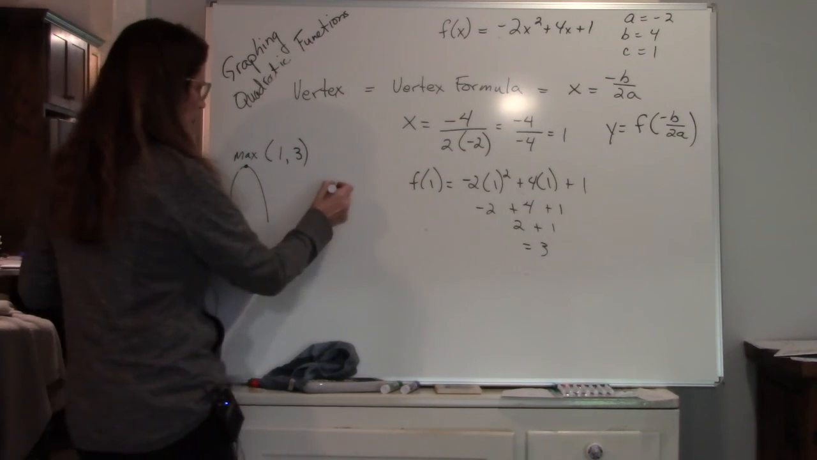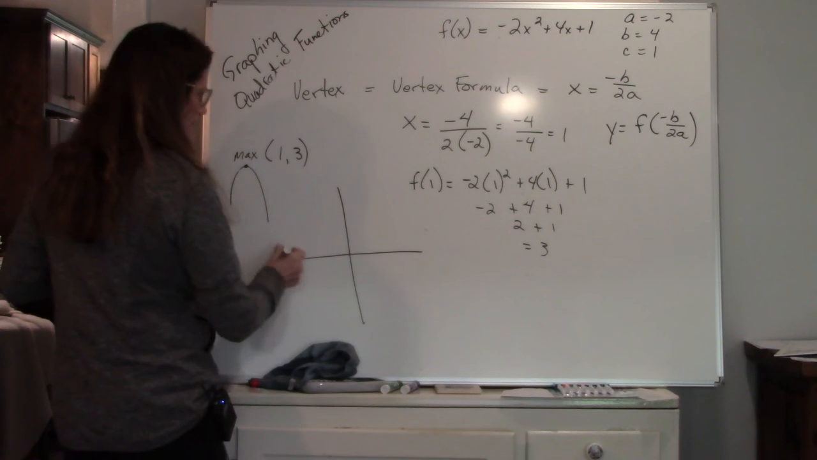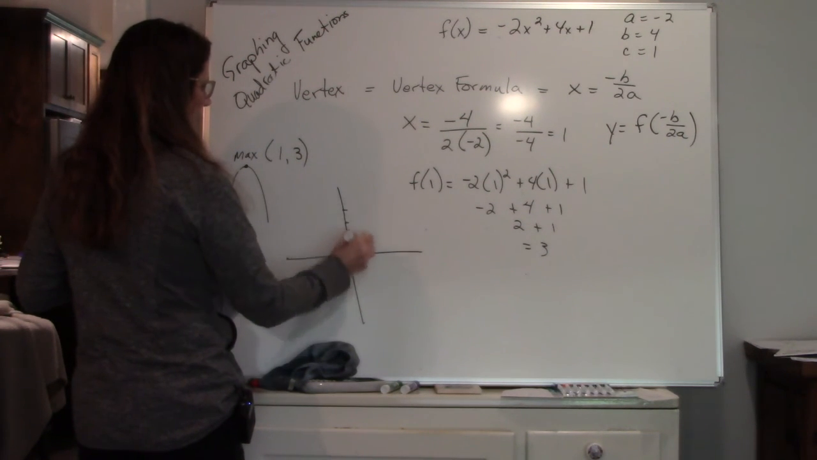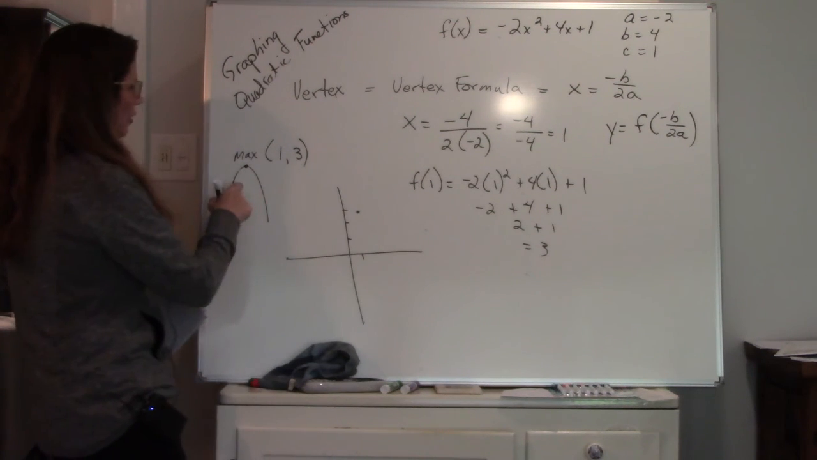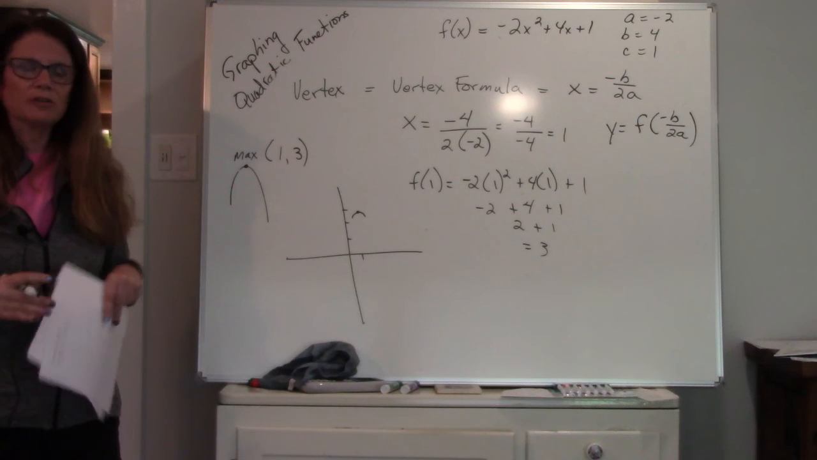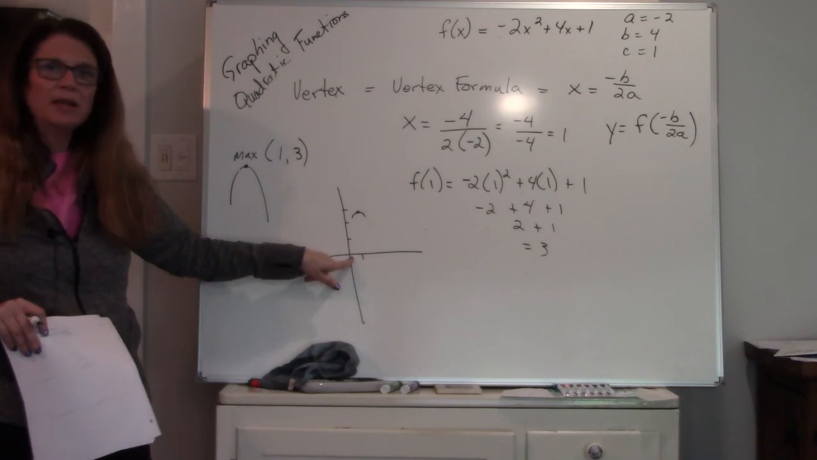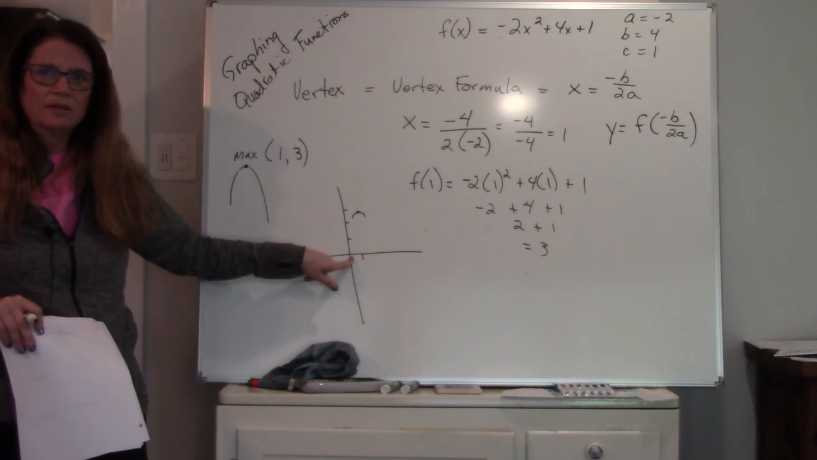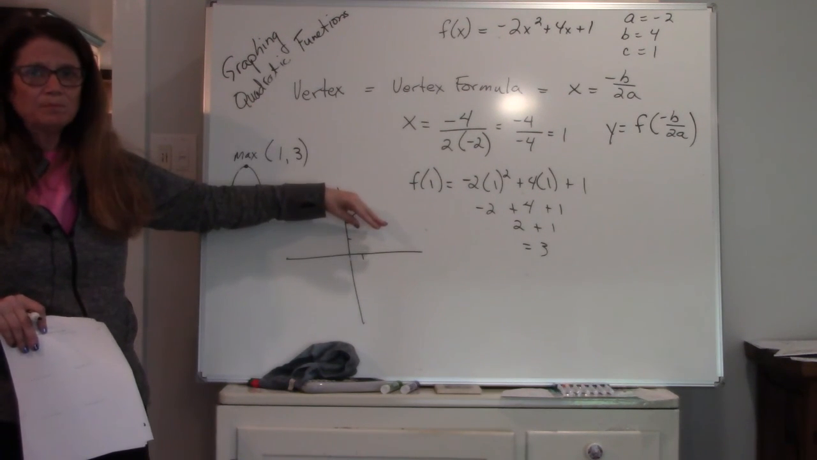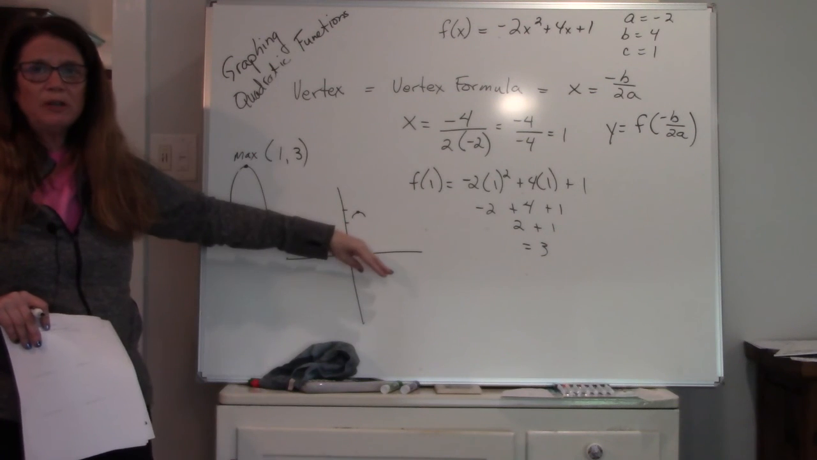Okay? So I'm going to graph this as I go. I'm going to go over 1 and up 3. There's my vertex. I also know that that is the highest point. So I know my graph is going to go down, which tells me I am going to have x-intercepts. Okay? So the vertex formula works every single time. We're going to continue from here.